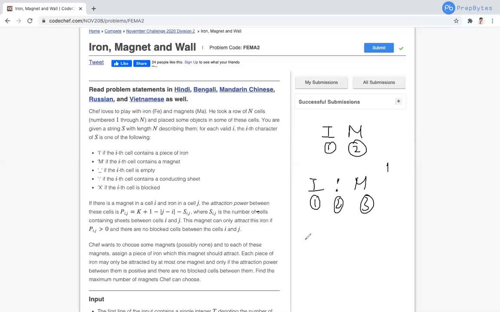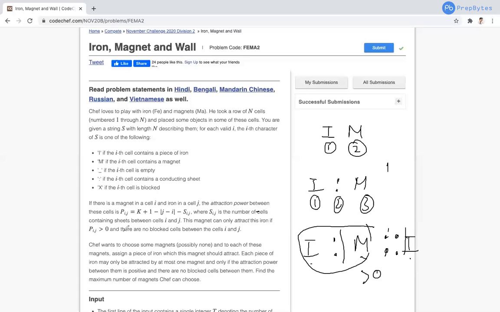Suppose it is I M M I: between these two, one sheet is there, and between these two, two sheets are there. This is how you can understand the sheets. Now the magnet can only attract if P_ij is greater than 0. After calculating the attraction power of these two, if it is greater than 0, then they can attract each other. Otherwise they cannot attract each other.